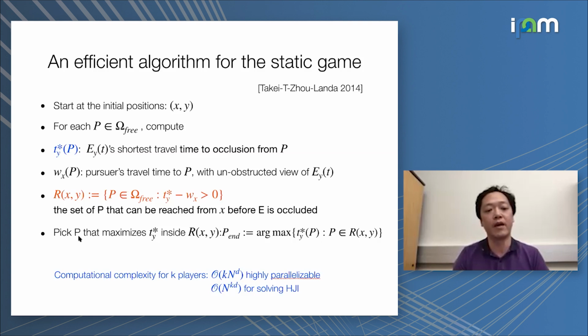And then we just pick P in this region R that maximizes T star. So that would be the algorithm for solving this particular static game.